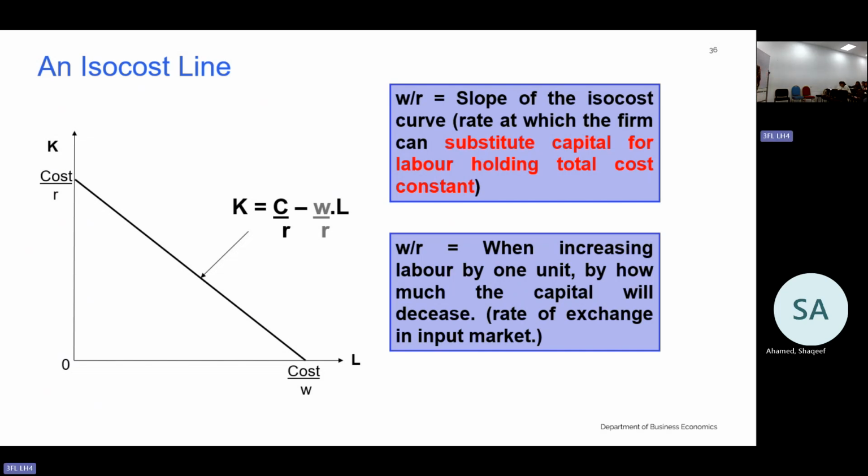Then the third scenario, cost is same 4,000. W increases to 400, keeping rent as it is. Fourth scenario, cost is same 4,000. W reduces to 100. Rent is same 100.